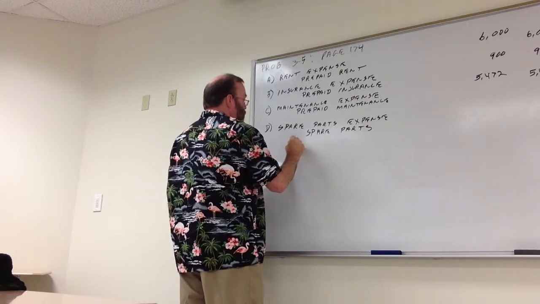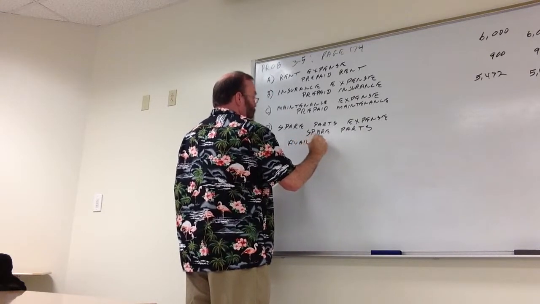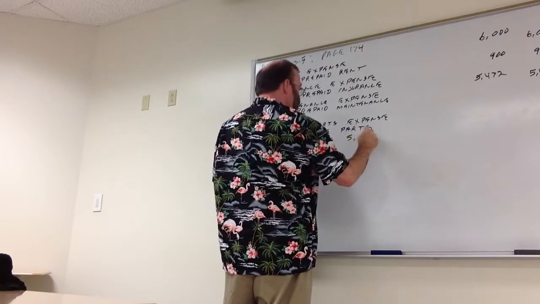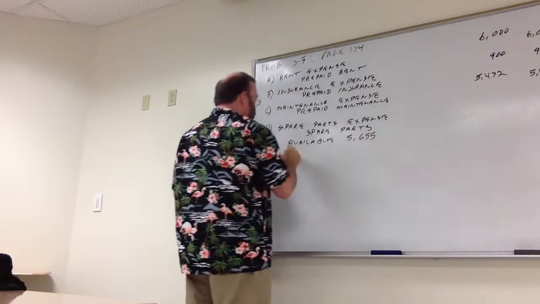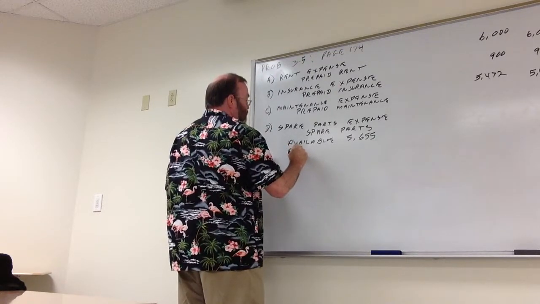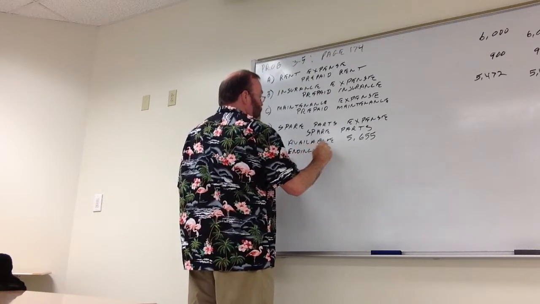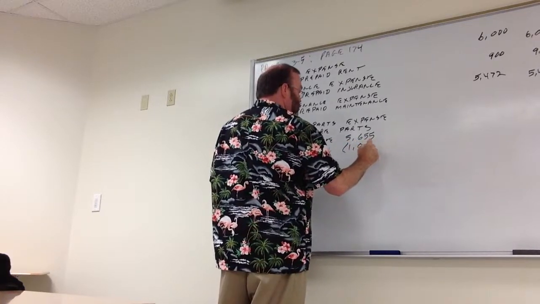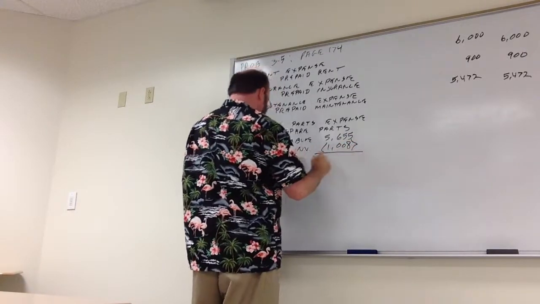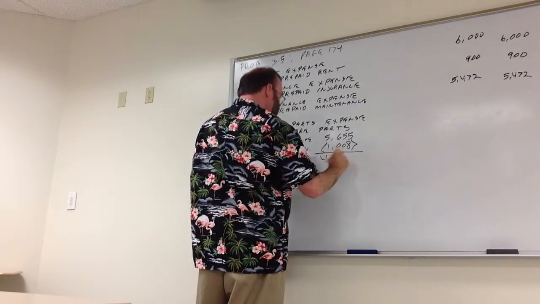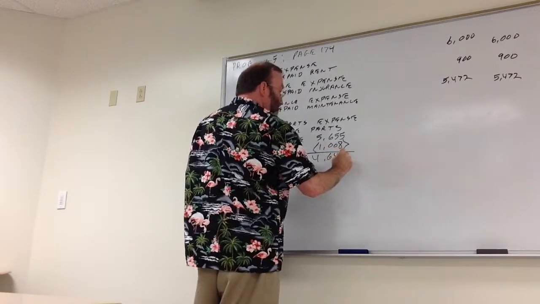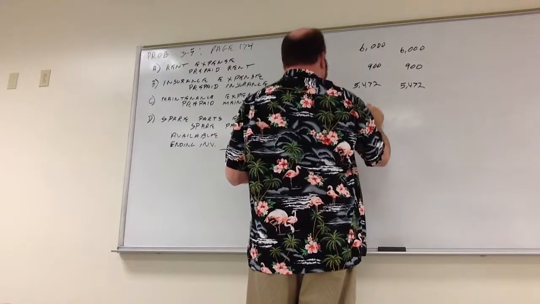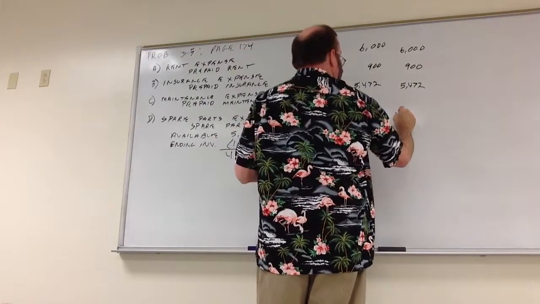So we had available $5,655. We have an ending inventory of $1,008. So that means we used up $4,647 throughout the year. So we want to debit $4,647 and credit $4,647.